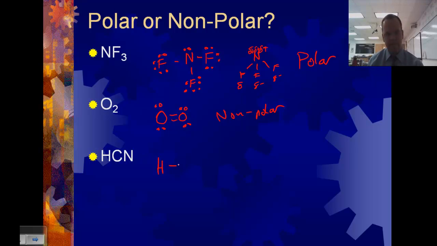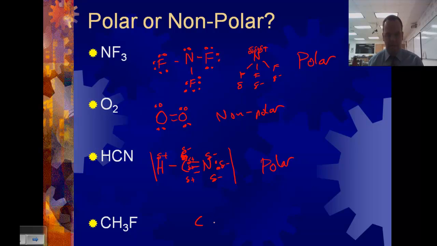HCN. This is linear. We said most of the time linear molecules of more than 2 atoms are nonpolar, but in this case, let's look at our electronegativities. Nitrogen is more electronegative than carbon. Sorry, this should have been a negative and a positive. So we have a negative side and a positive side. This would be polar.